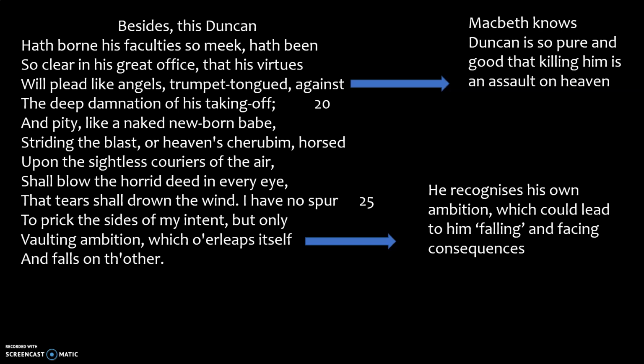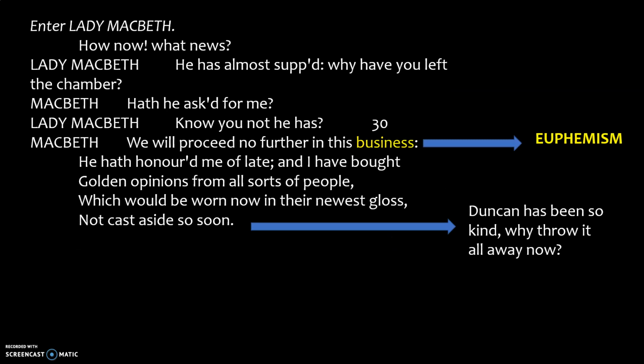Macbeth says he has no spur to prick the sides of his intent, only vaulting ambition. To vault is to jump over, which overleaps itself and falls down the other. Essentially, he recognises his own ambitions could lead him to falling, facing consequences, because they're overleaping. Maybe his ambition is going too far, is what he says there. Good lines, those ones. And then enter Lady Macbeth.